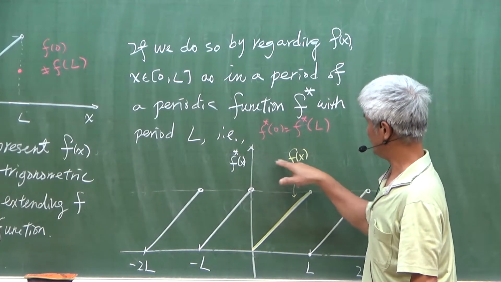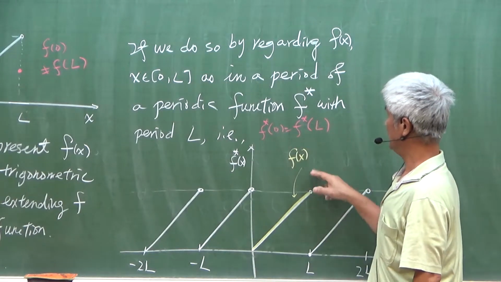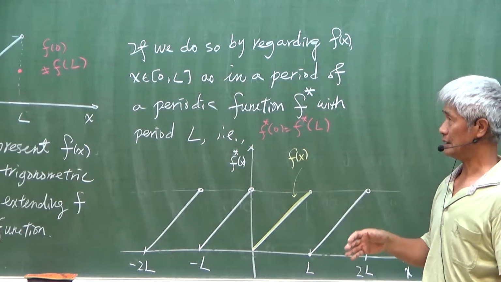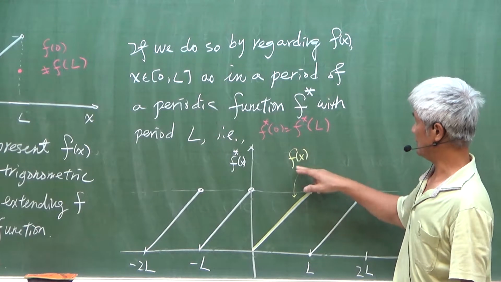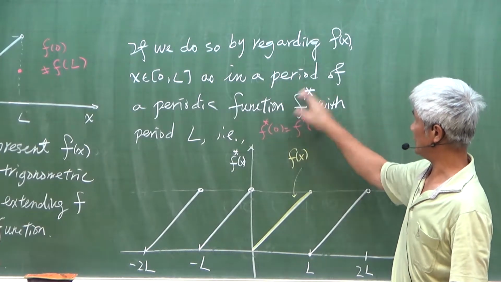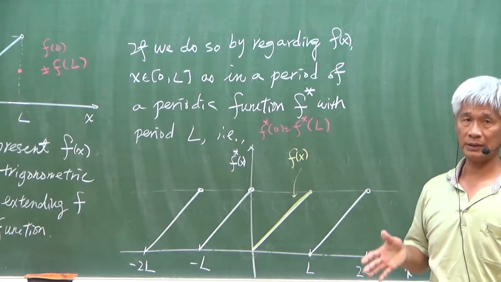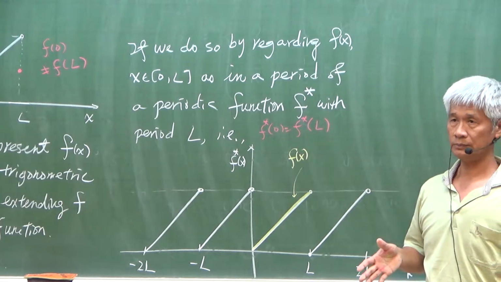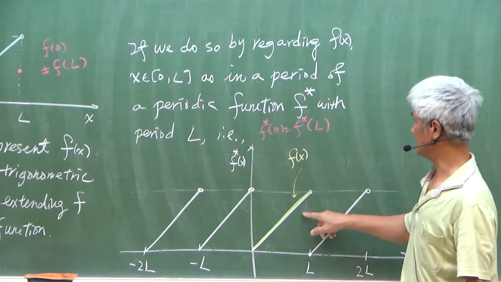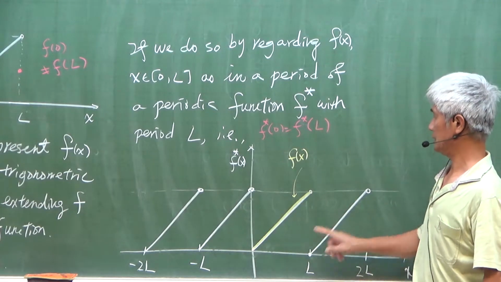So essentially you can say that the f function is in a period of the periodic function almost everywhere. But here, actually, it's just one point.